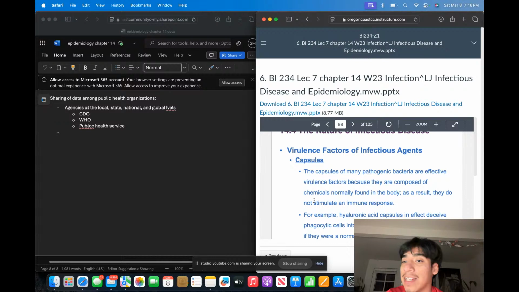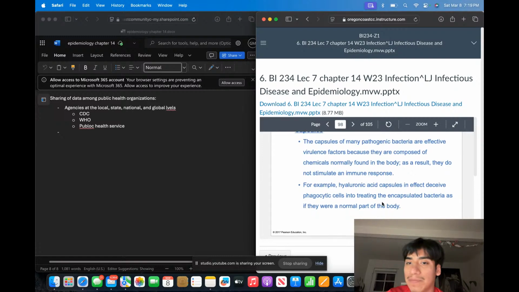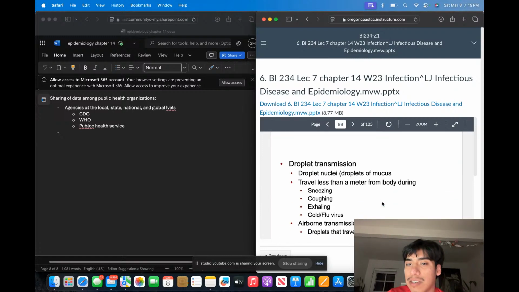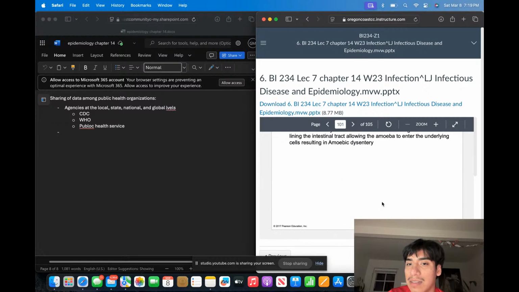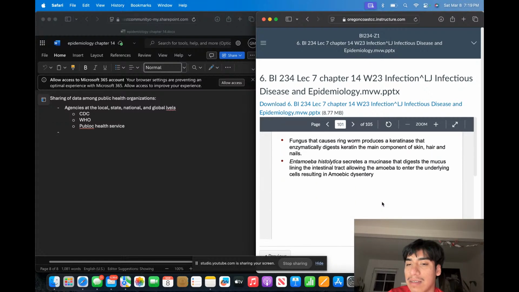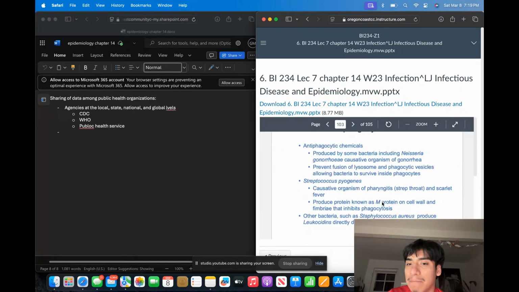Another virulence factor that he didn't really write about that's on his secret slides is capsules. Capsules of many pathogenic bacteria are effective virulence factors because they are composed of chemicals found normally in the body. So this would be just like how we talked about encapsulated bacteria, but also viruses with envelopes. That'd be a great example. Droplet transmission. I don't know what to do about these slides. I wonder what he does. They're probably just slides that he used to teach, and he's taking them out.